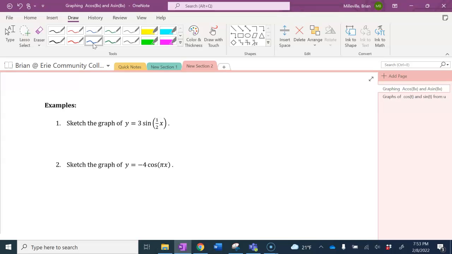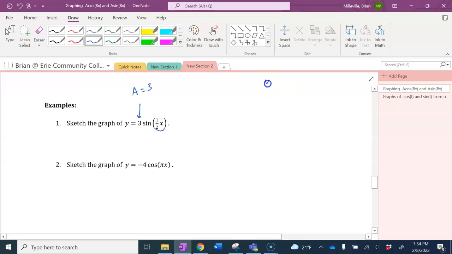Alright, so referencing those steps we had before, we want to first identify our amplitude. The number in front of the trig function is what we're referring to as capital A. That's positive 3 in this case, so our amplitude is 3. That means our highest points are going to be at height 3, our lowest points are going to be at height -3.